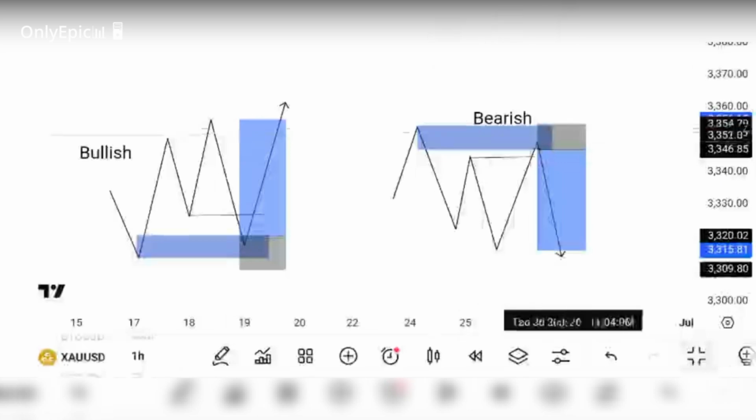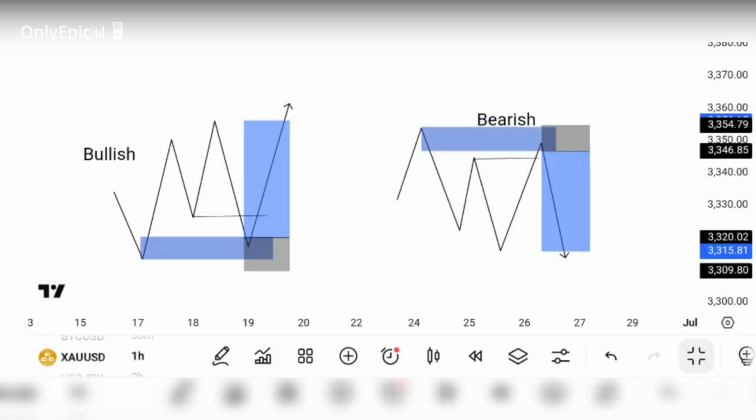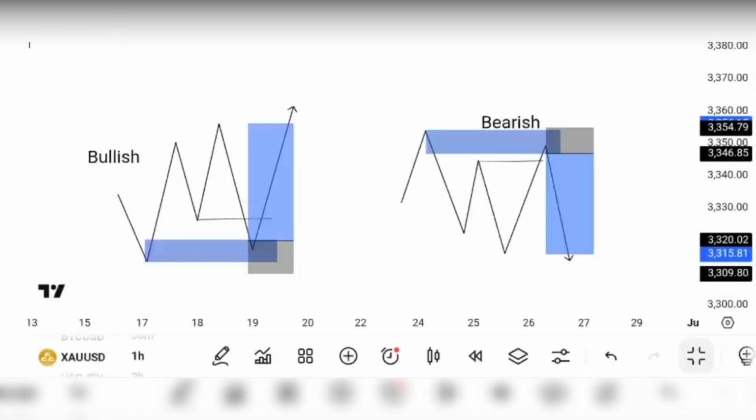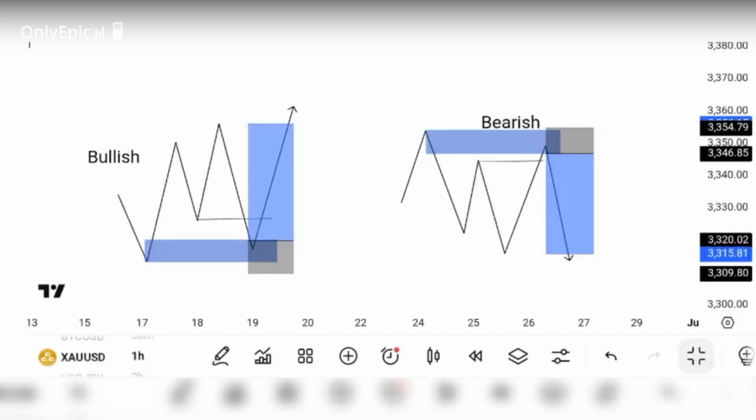You apply to your bullish, it's the same thing you're going to apply to your bearish. Okay. So any question? No, no question. Okay. So now let me show you some chart examples.